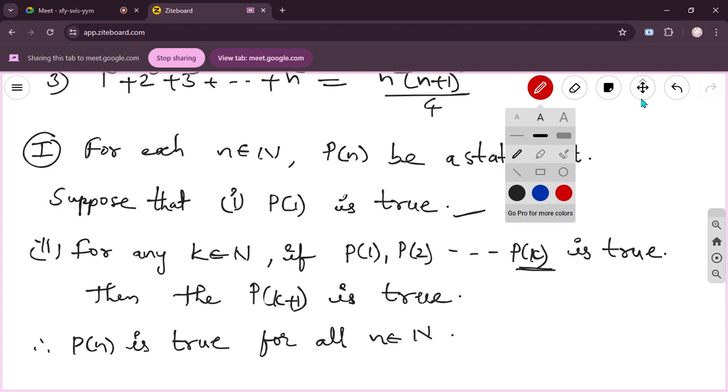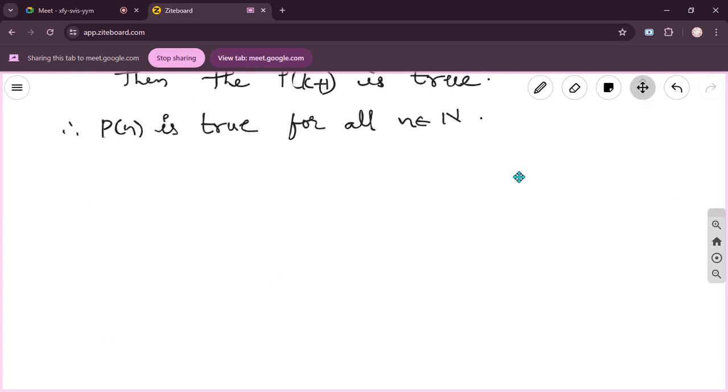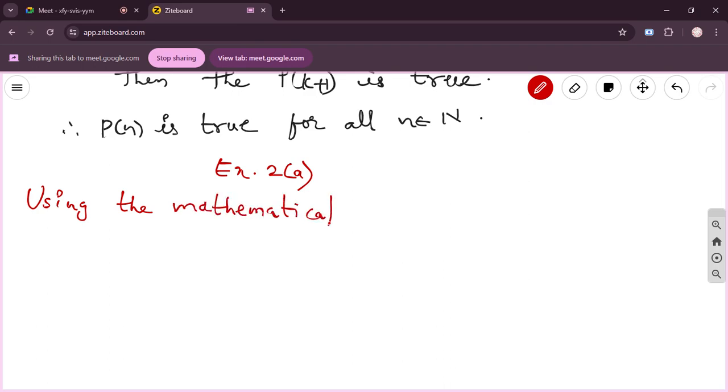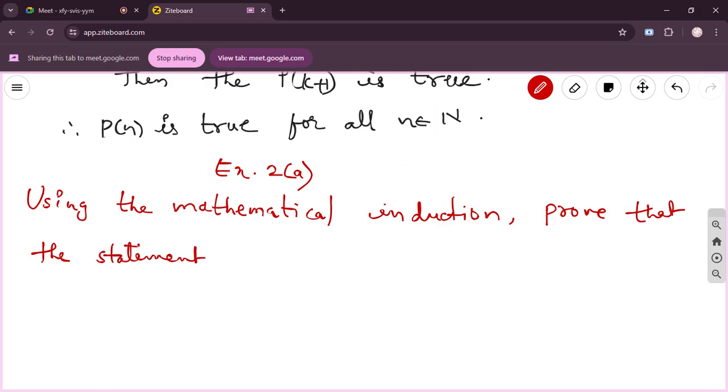Now I am taking one problem and let us discuss solving that problem by using mathematical induction. The first question is from exercise 2a. Using mathematical induction, prove that each of the following statements is true for all small n belongs to capital N.